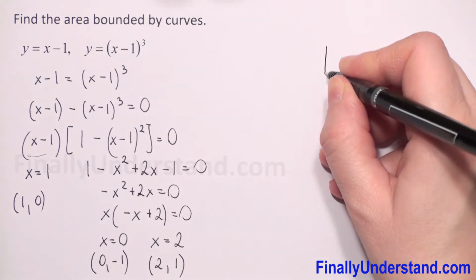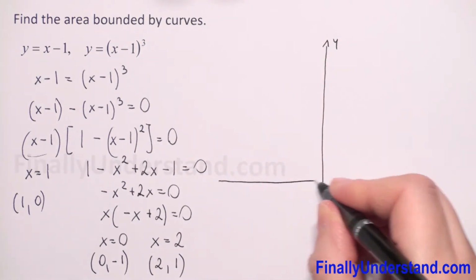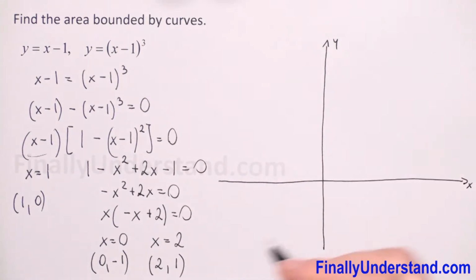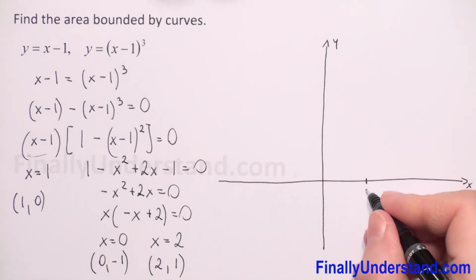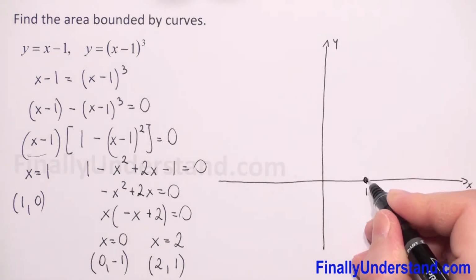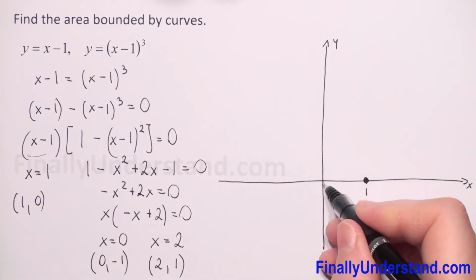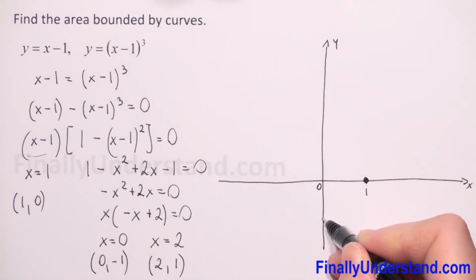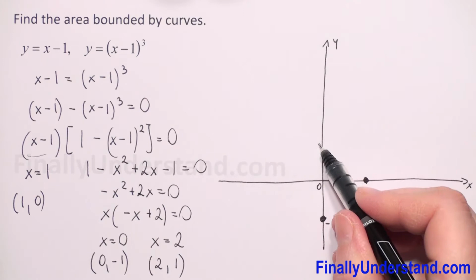Let me draw now the y-axis and x-axis. We have the point 1, 0. Let's choose slightly bigger units. 1, 0 is our first intersection point. Next we have 0, negative 1. For 0 we have negative 1. And we have 2; for 2 we have 1.